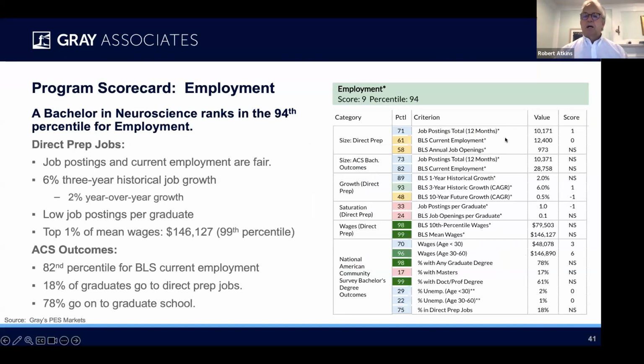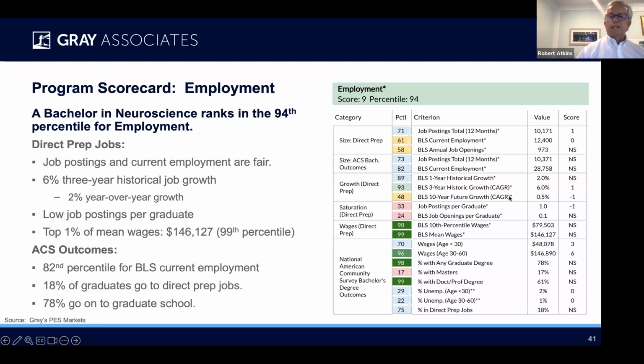Job postings are good, not great. You can see they're 58th to 70th percentile, so above average, but not significantly above average. Job postings also okay, 73rd to 82nd percentile. Growth is good. 1 year up 2%. The 3-year growth rate's been up 6%, and the BLS forecast is up 0.5%.